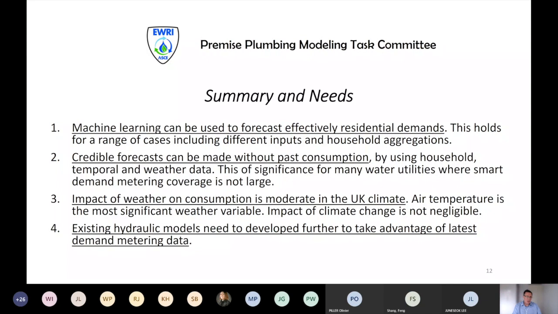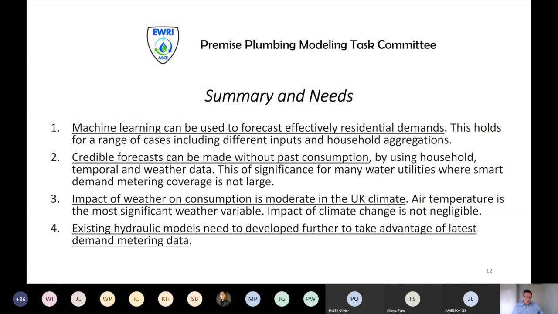In terms of summary and needs, machine learning, as I hopefully have presented here, can be used to forecast effective residential demands. Credible forecasts can be made without past consumption, which is important for the utilities to estimate consumptions at non-metered properties. Impact of weather on consumption is moderate in the UK climate and the Dutch climate. It's a little bit different in Italy. The air temperature is the most significant variable.